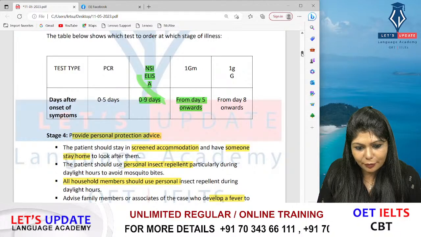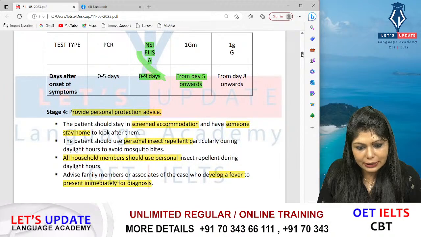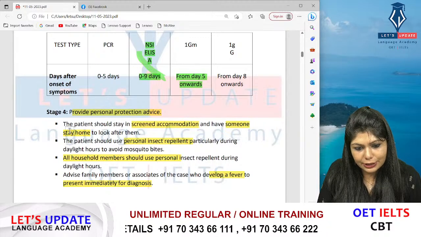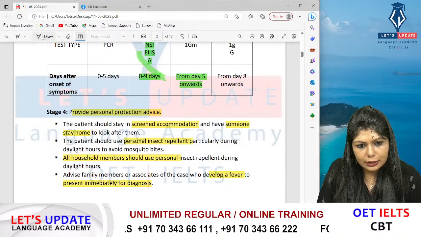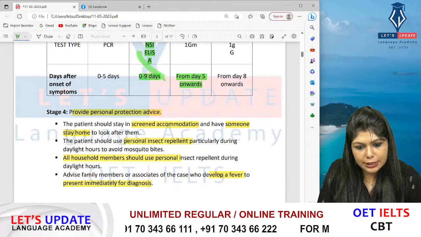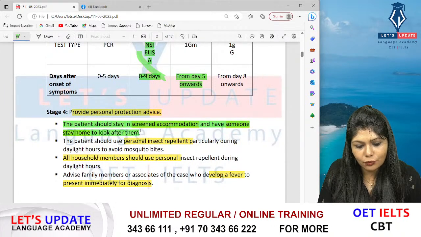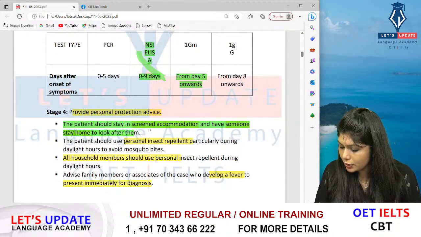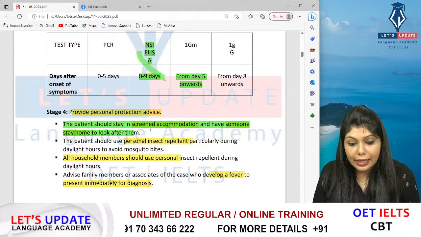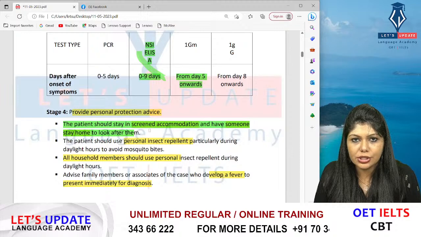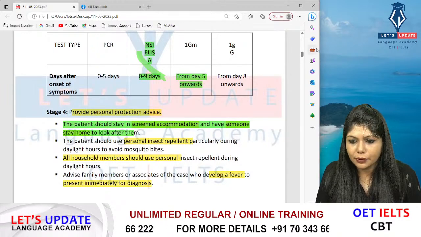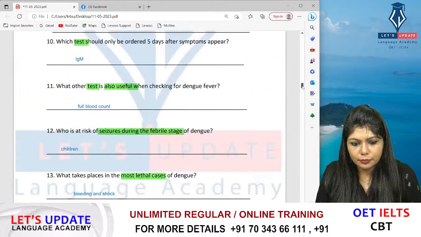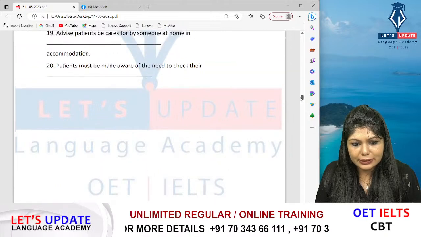Yes, can you see this information over here? It's in the last part of part C. So can you see that? We can see this information. Yes. The patient should stay in screened accommodation and have someone stay to look after them. So the question was advise patients be cared for by someone at home in dash accommodation. That means what kind of accommodation? The answer should be screened. That is also a direct answer. So now moving on to the next question.